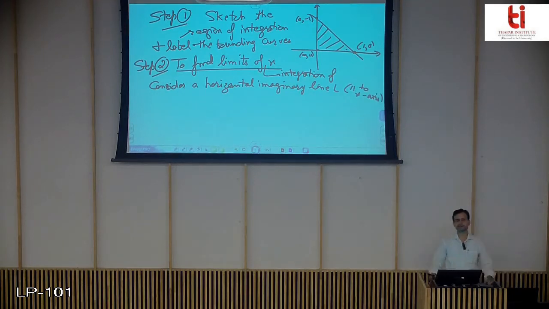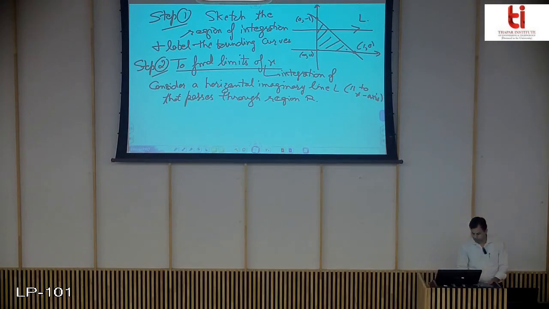Remember that in the previous case we considered a vertical imaginary line parallel to the y-axis while finding the limits of integration of y. Here, since we are finding the limits of integration of x, we need a horizontal imaginary line parallel to the x-axis that crosses through that region. Consider a horizontal imaginary line L parallel to the x-axis that passes through region R. So here is your imaginary horizontal line crossing through this region.